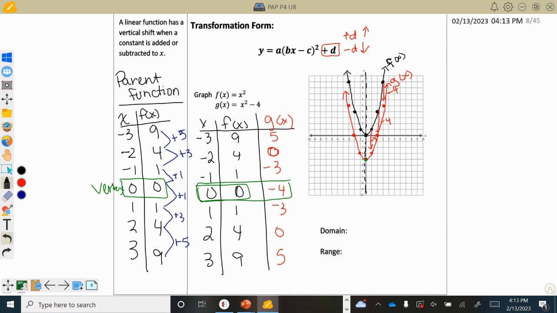Again, our domain, no restriction to it. X equals all real numbers. For our range, again, we're looking at our minimum. Our y is going to be greater than or equal to -4 because that is the minimum of the quadratic.